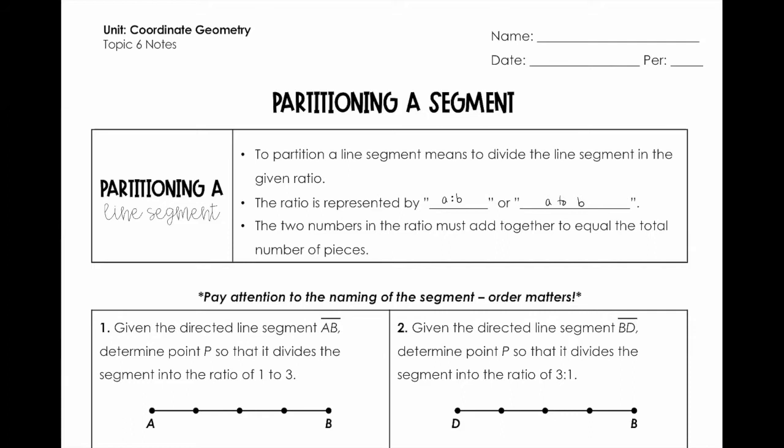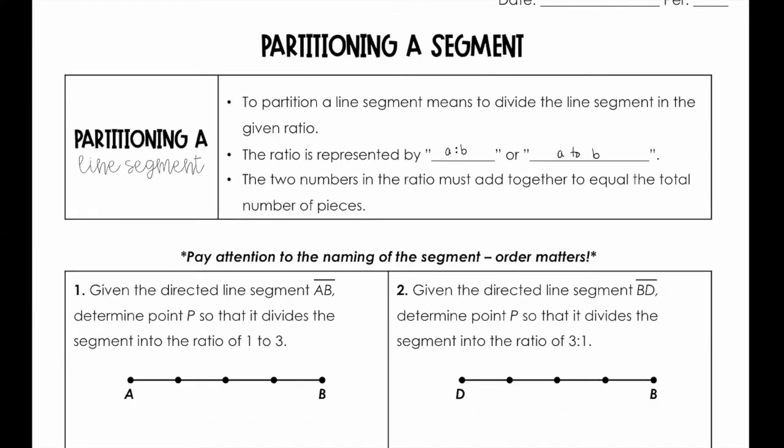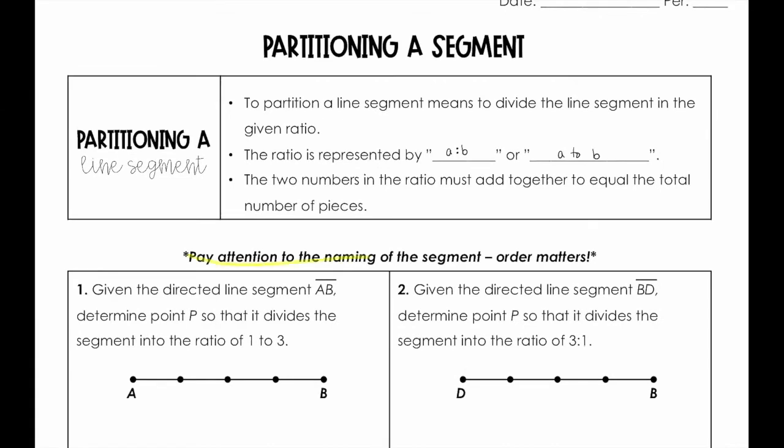Right? So we should remember a little bit. In English, we use that colon to compare two things. In mathematics, it's part of a ratio. The two numbers in our ratio add together to equal the number of pieces. The biggest thing with our ratio is that the naming, the way it is titled, matters.